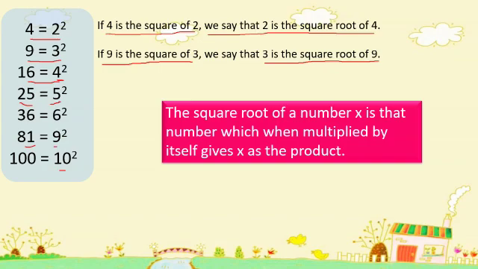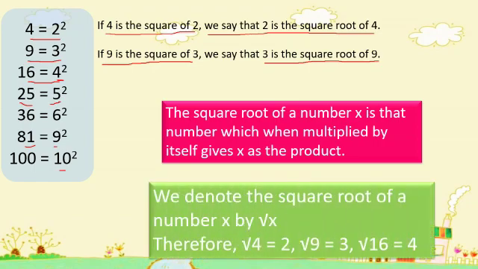So we can say that the square root of a number x is that number which when multiplied by itself gives x as the product. We denote the square root of a number x by root x. Therefore, square root of 4 is equal to 2. Square root of 9 is equal to 3. Square root of 16 is equal to 4, etc.